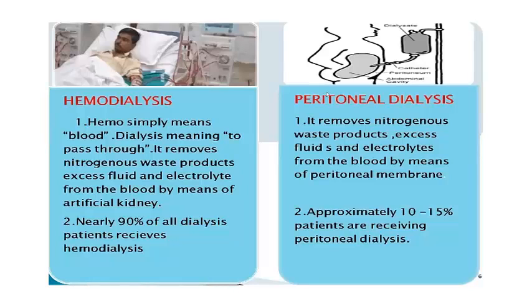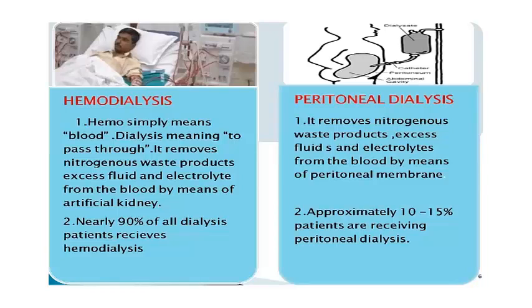When we talk about hemodialysis, hemo simply means blood. Dialysis means to pass through. So what does hemodialysis do? It removes nitrogenous waste products, excess fluid and electrolytes from the blood by means of an artificial kidney. The artificial kidney is a dialyzer. We will see shortly what a dialyzer is. Nearly 90% of all dialysis patients receive hemodialysis.